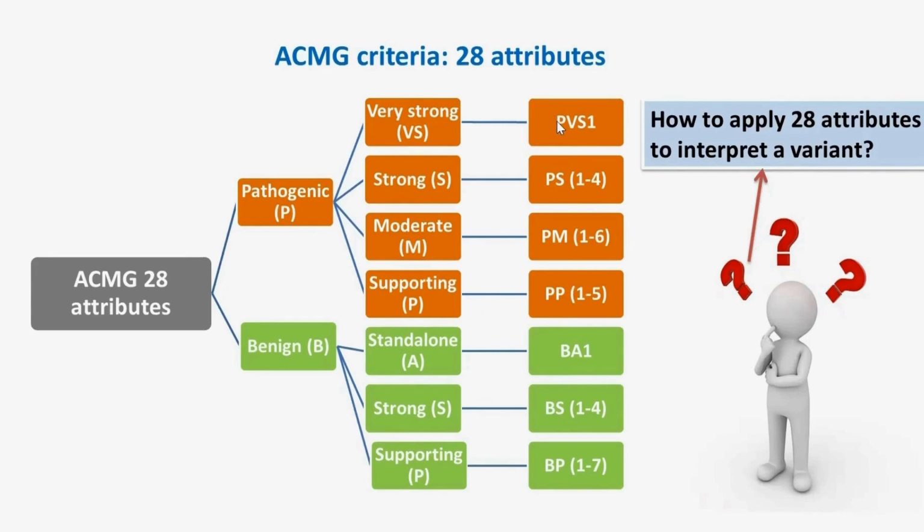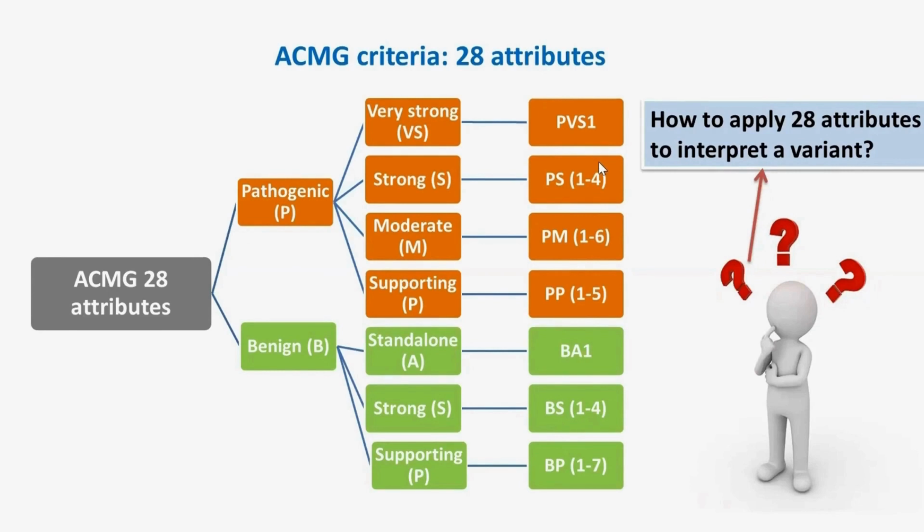Like PVS1: P for pathogenic, VS for very strong, and 1 denotes the number of the guideline followed to interpret that variant. Similarly, for PS1, PS2, PS3, PS4, the integer denotes the number of the guideline followed, like PM1, PM2, PM3, PM4, PM5, PM6, and so on. Likewise for benign, it is BA1: benign, A for standalone, and 1 is the guideline followed to interpret that variant. So in this way, these are the 28 attributes in total.